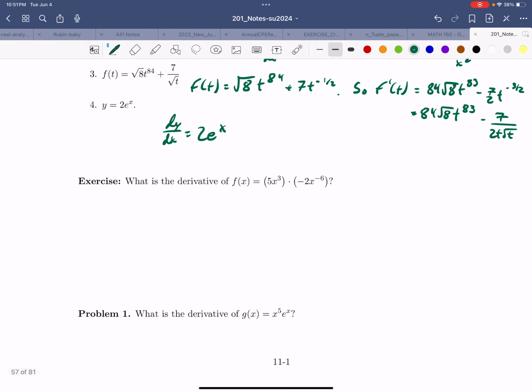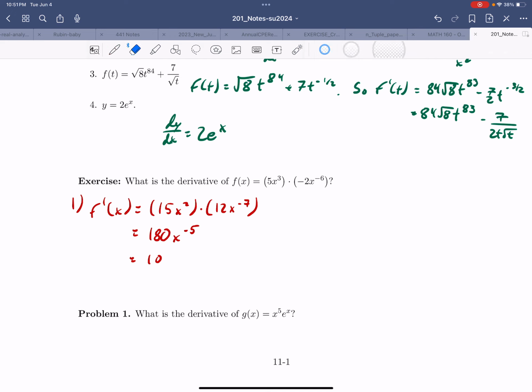Anyway, what is the derivative of this guy? Pause the video, try to do it. Well, there are two ways to do it, so tell me which one you prefer. Option 1, f prime of x equals, well, it's going to be the derivative of 5x cubed times the derivative of negative 2x to the negative 6. That's 12x to the negative 7. And I guess we can do that out. I think that's going to be 180 x to the negative 5th, or 180 over x to the 5th, whichever way you want to say it, okay?